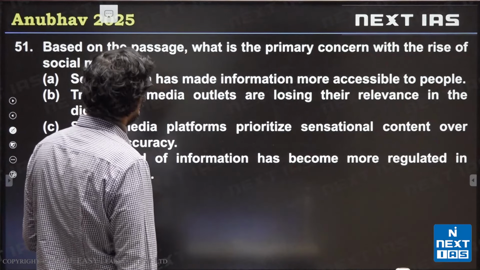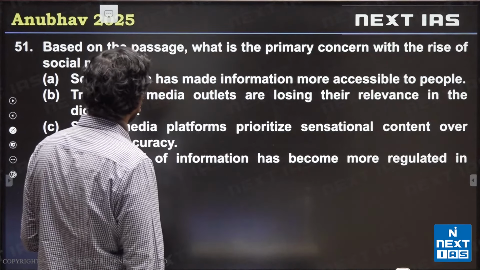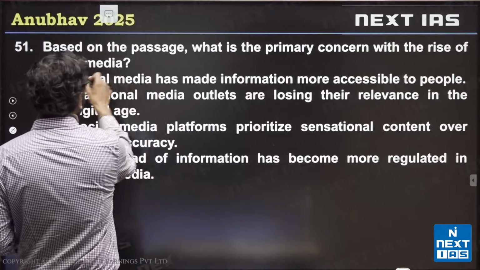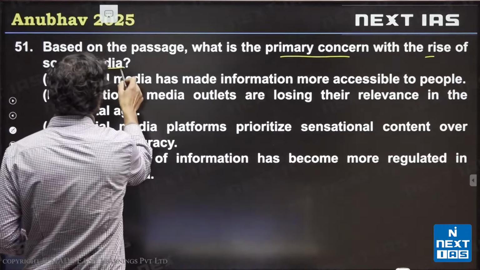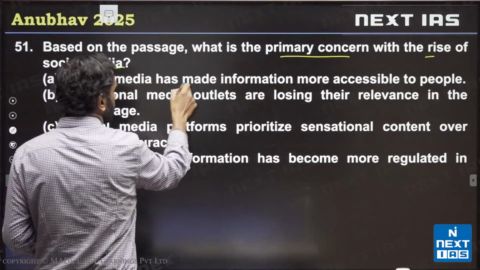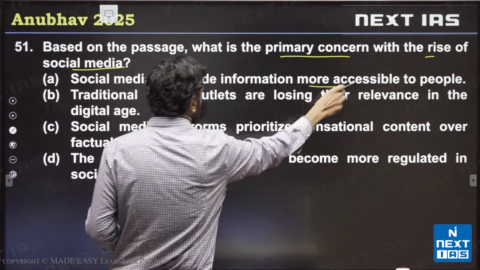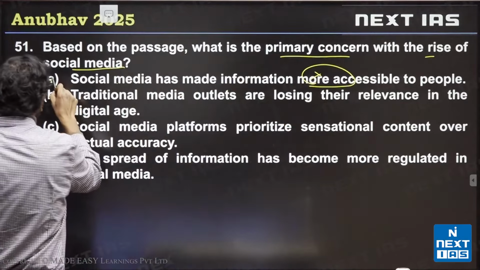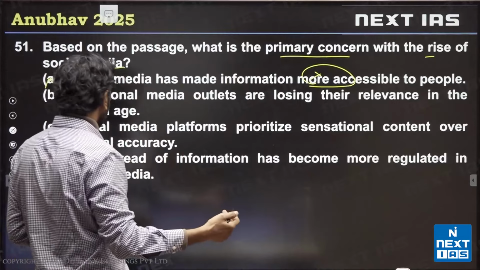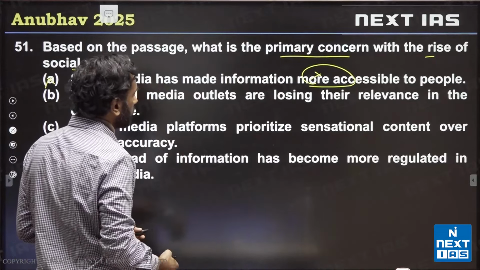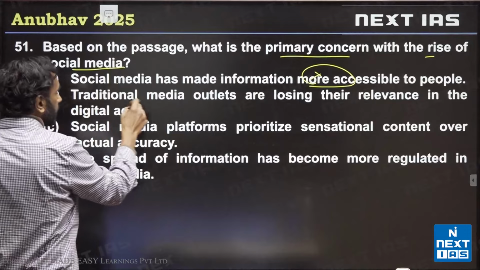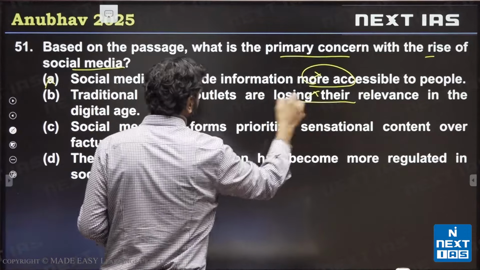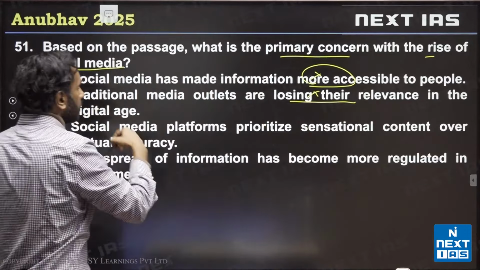Alright, question 51 says, based on the passage, what is the primary concern with the rise of social media? It has made information more accessible. This is not the primary concern. More misinformation is what we are looking for. Traditional media outlets are losing their relevance in the digital age. So, losing their relevance in the digital age, not again the primary concern.